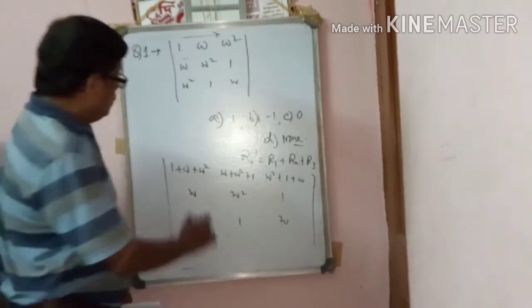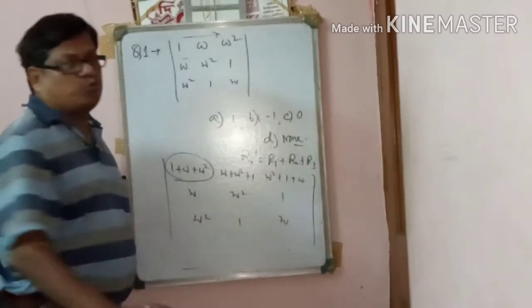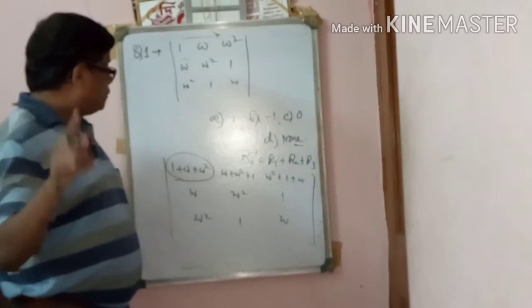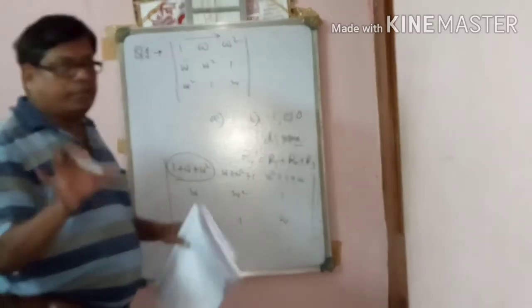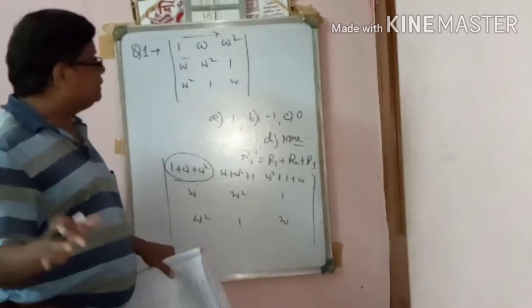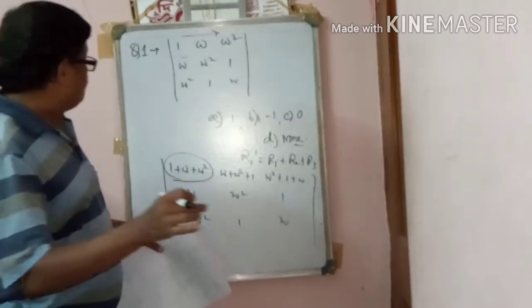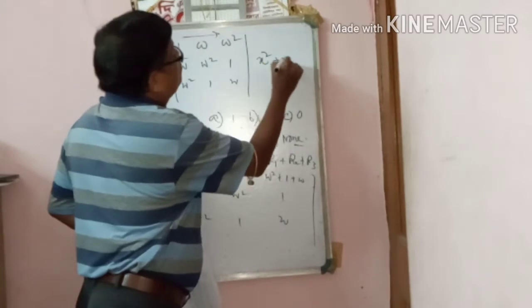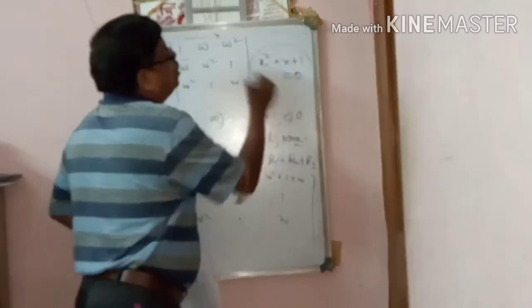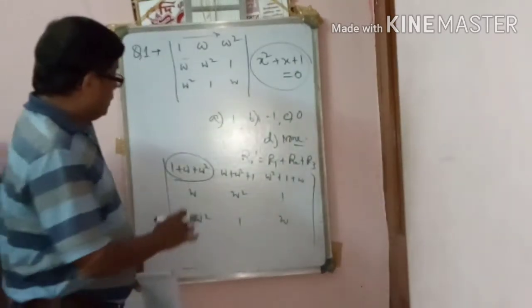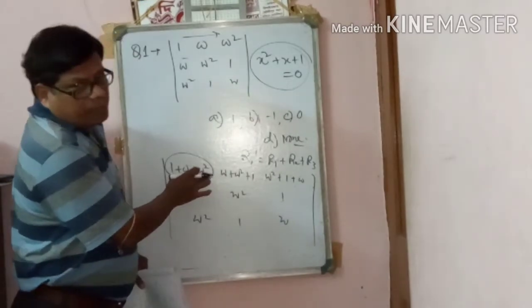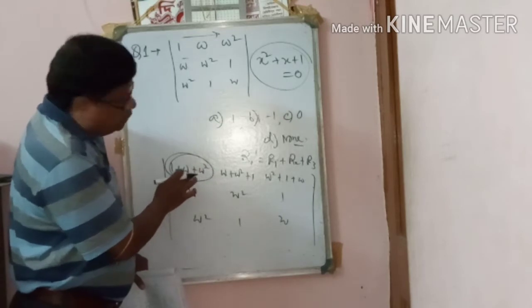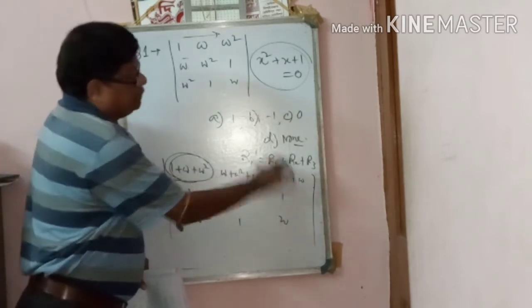Now if we take common 1 plus omega plus omega square, all of you know its value is 0, because omega is a complex root of the equation x square plus x plus 1 equals 0. So the first row becomes 0, 0, 0.